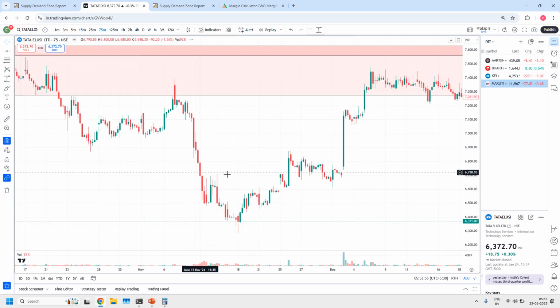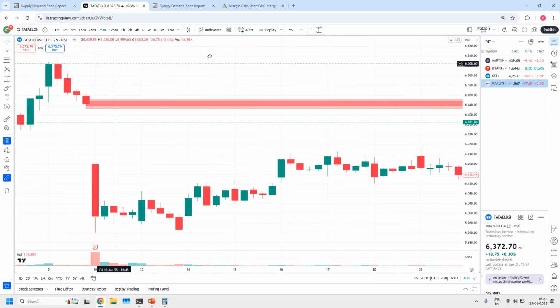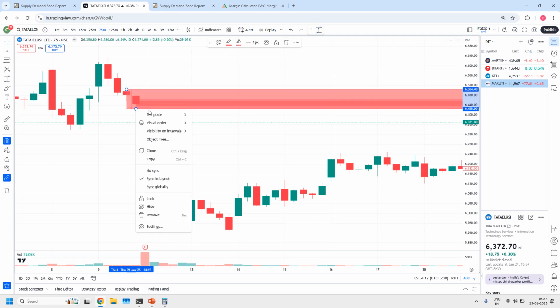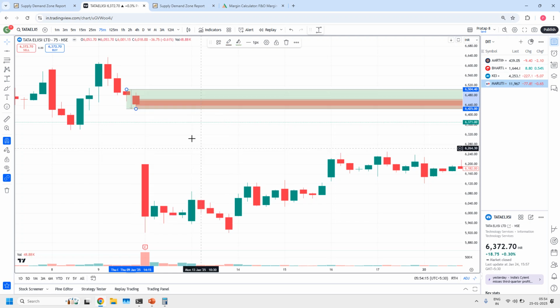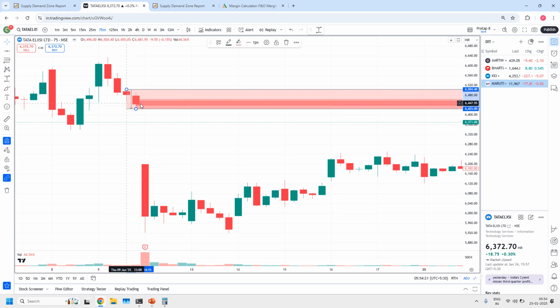Now I am shifting to 75 minutes. Is there any 75 minute zone available here? Yes. How? We have a drop candle, 2 base candles, and again a drop candle with hidden body. This is the way I can draw. So this is the 75 minute supply zone. See, the 5 minute supply zone is inside the 15 minute supply zone, which is inside the 75. Our software also said this entire thing is inside the daily zone.